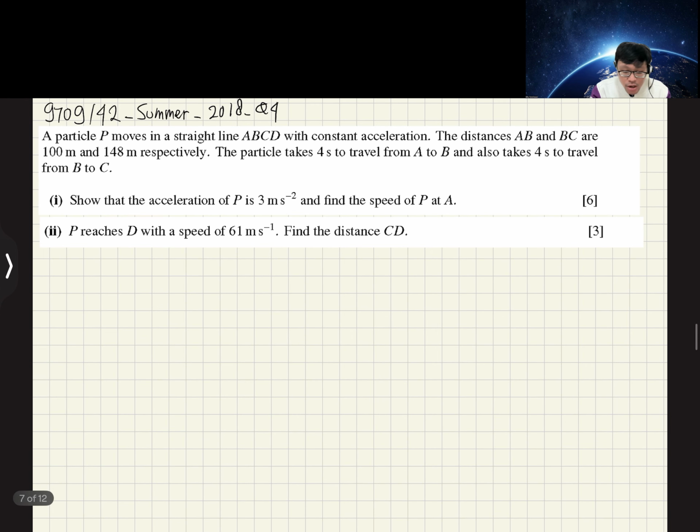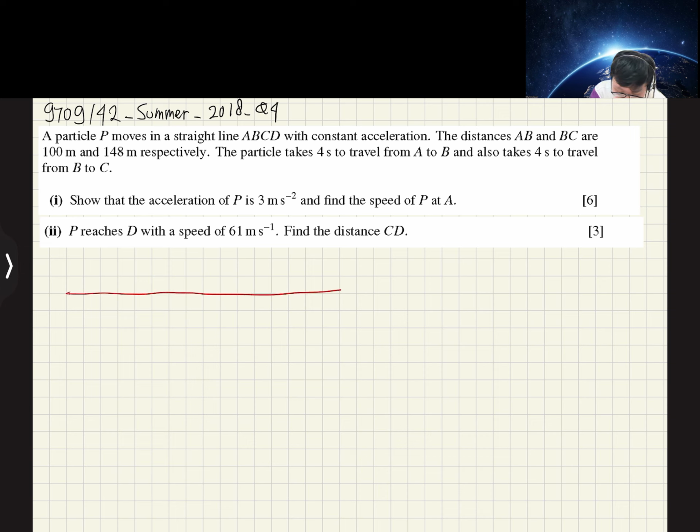Okay, next question. We have a particle P that moves in a straight line, A, B, C, D, with constant acceleration. The distances AB and BC are 100 meters and 148 meters respectively. The particle takes 4 seconds to travel from A to B and also takes 4 seconds to travel from B to C. Show that the acceleration of P is 3 meters per second squared and find the speed of P at A. Now, let's draw first A, B, C, D. So the distance AB is 100, BC is 148.